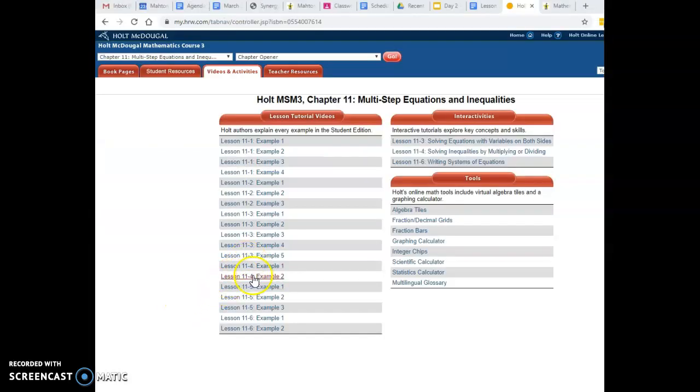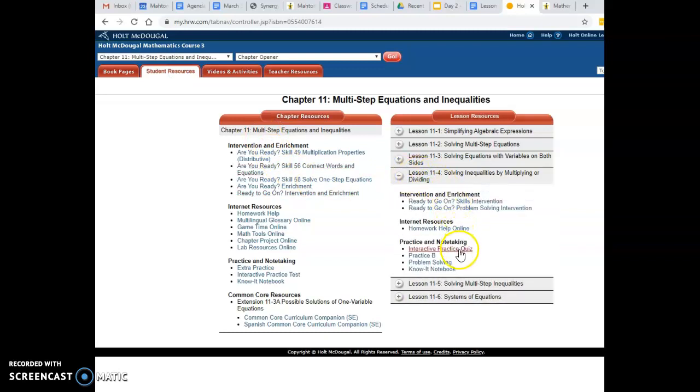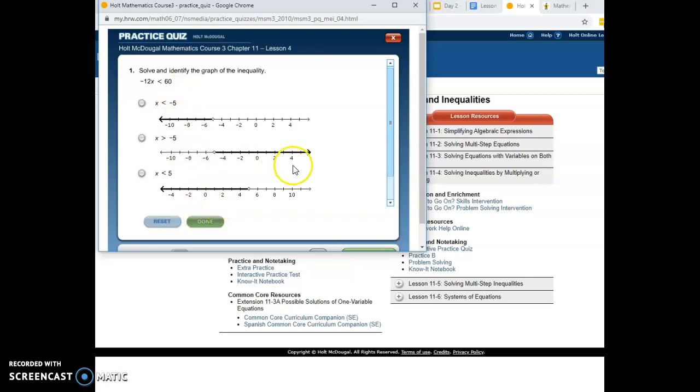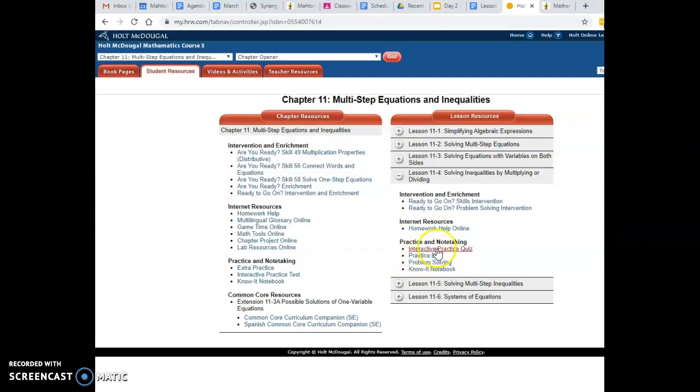So we didn't have any homework after we watched those videos, but if you want to study, you could go to Student Resources and expand Lesson 11.4, and there are interactive practice quizzes there that you could take, so you could solve this and pick which graph matches this. This one's 5 questions. So that's a good way to study, to see right away, are you doing it correctly? There's also extra homework, problem solving, and note-taking skills to help you.